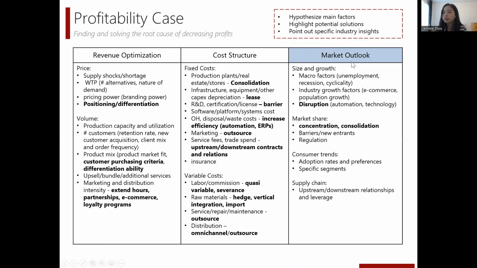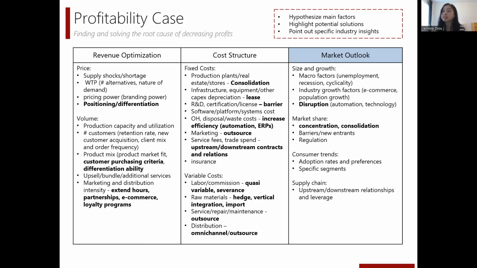So for market outlook, one thing to note is that I like to start from market and then go to costs and then go to revenues last. And I like to do that in that order because usually it's not a market problem. Because for decreasing profits, if it was a market issue, a lot of the times the case would end there, because it would say, oh, the entire economy or the entire market is shrinking. Hence, that is causing profits to decrease. And there's nothing really that you can do about it at that point.